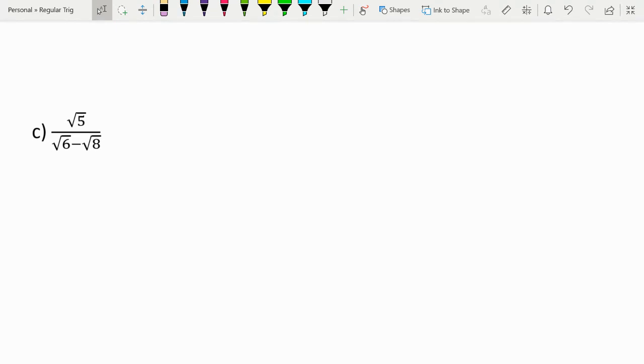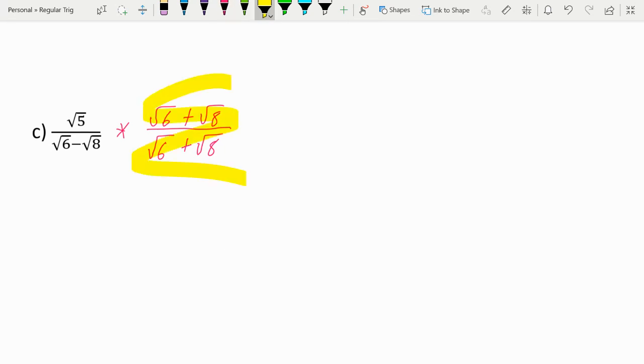All right, last problem. A little bit uglier, but still the same thing. We're going to multiply by, well, I look at that denominator. Remember, what are we doing? Whatever that sign is, just change that sign. That's all we're doing. So I have the square root of 6 plus the square root of 8 over the square root of 6 plus the square root of 8. Exactly. You notice they're exactly the same. Again, we can think about this whole thing right here as 1.